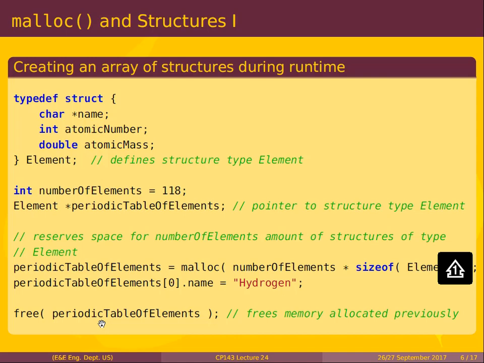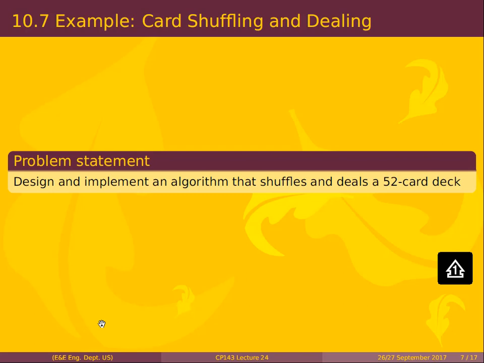It's called free, and all that you pass to it is the pointer that malloc returns, the memory address that you are going to use. Free just takes that pointer, and it returns it to the operating system.